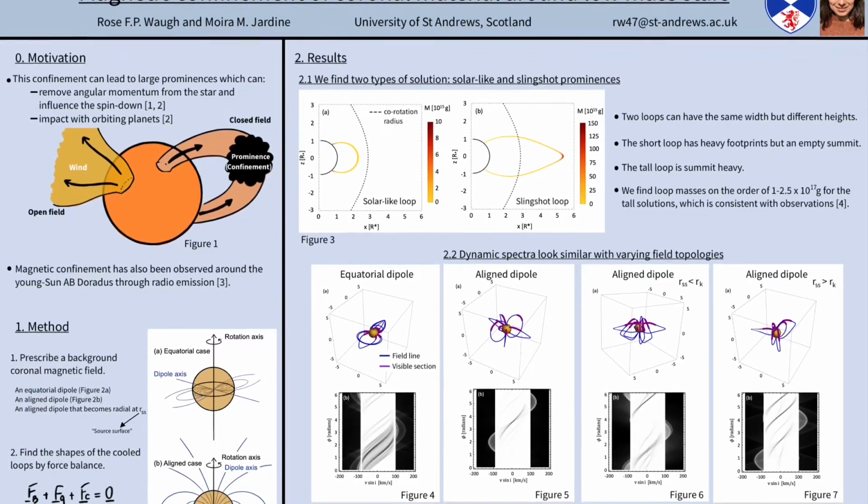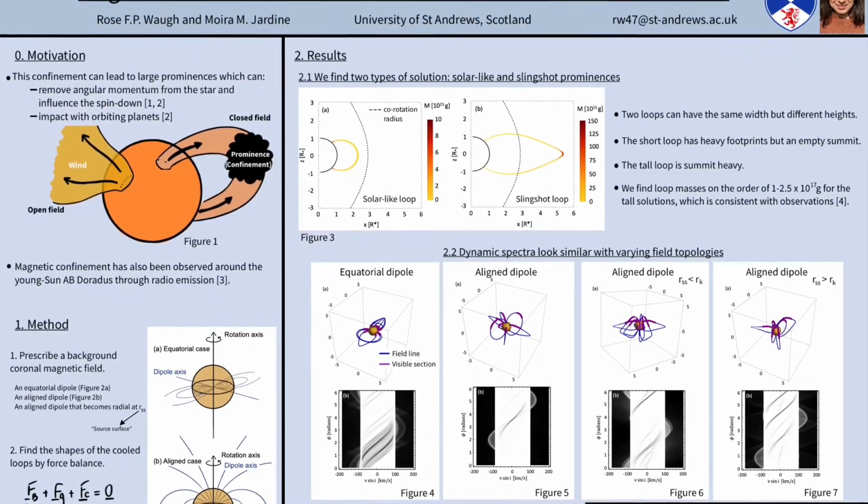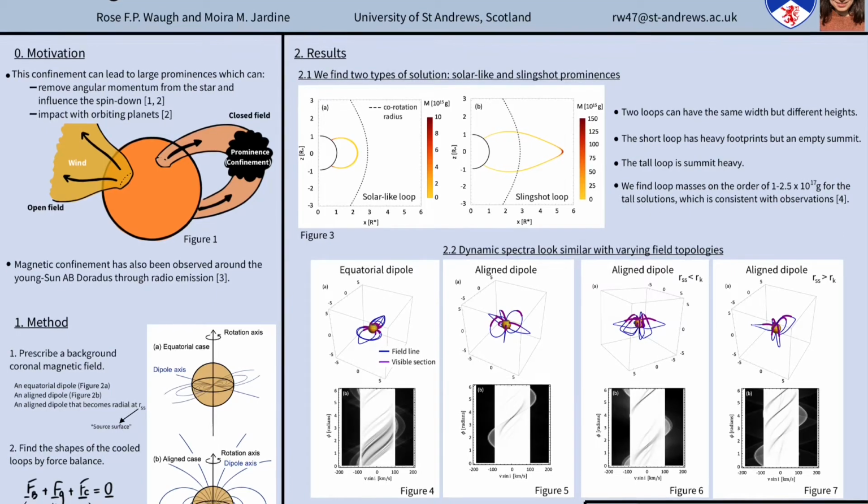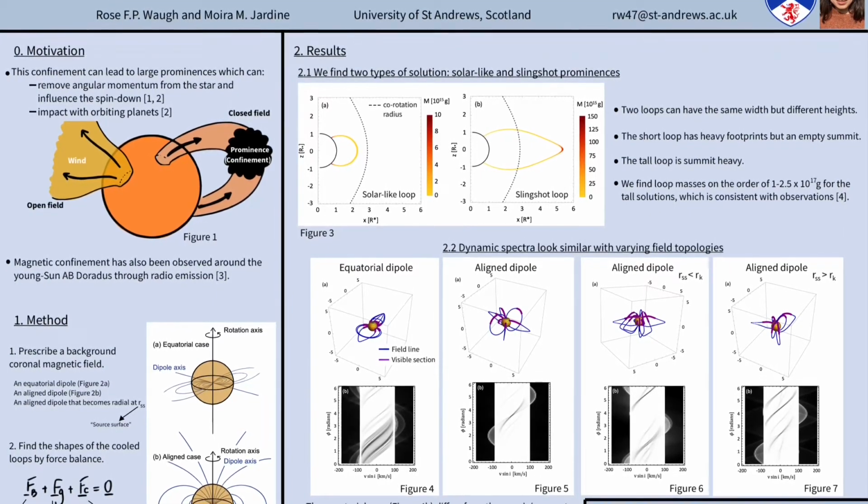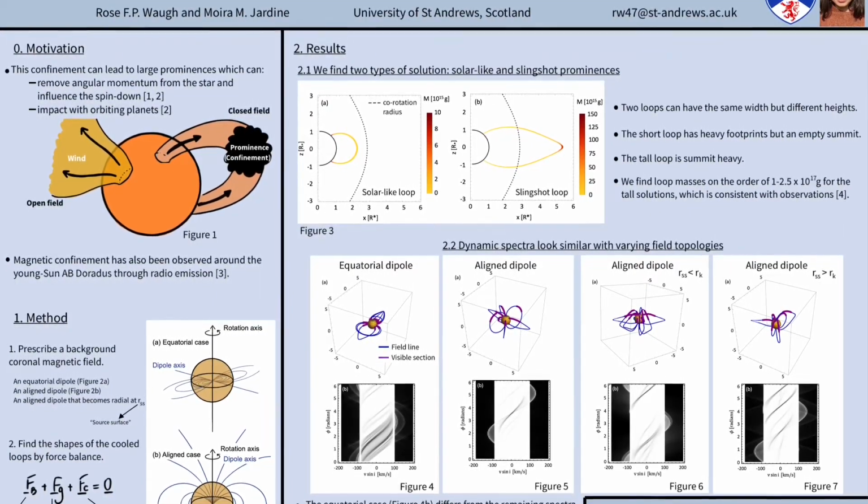What I've done is model the shapes of field lines that could support these slingshot prominences through force balance, balancing the magnetic, gravitational, and centrifugal forces.